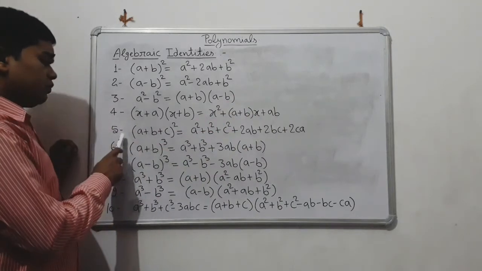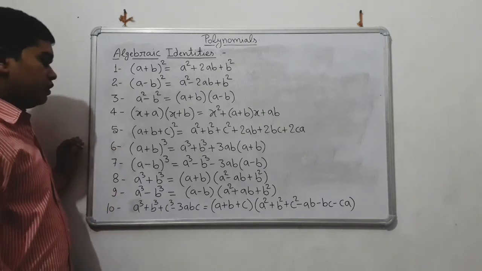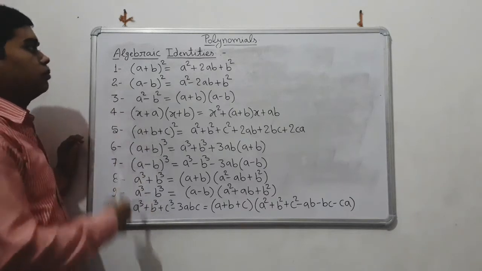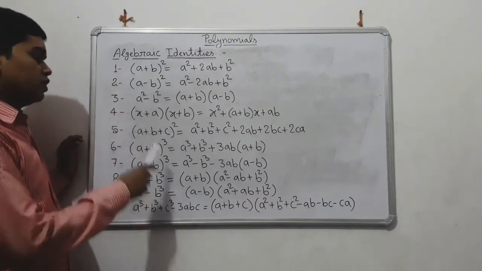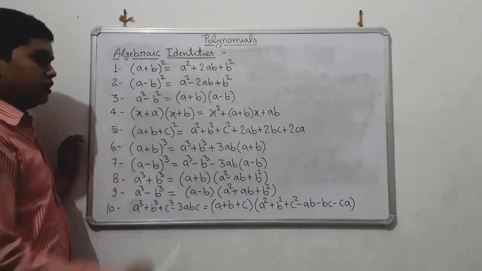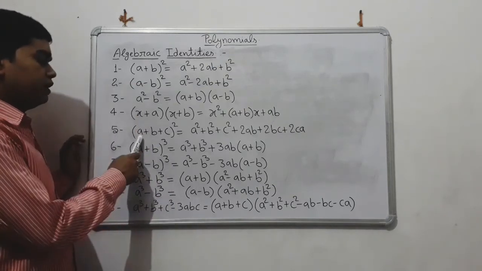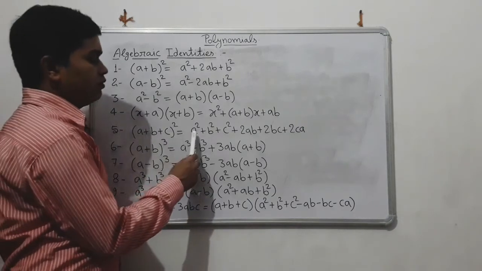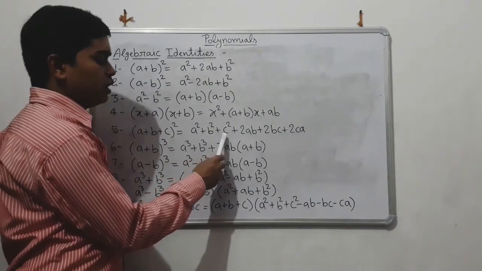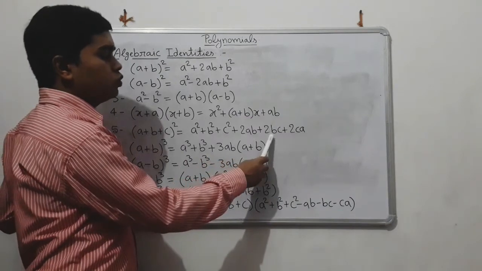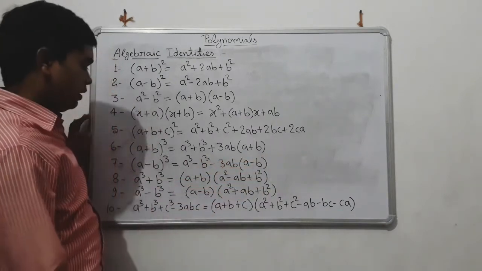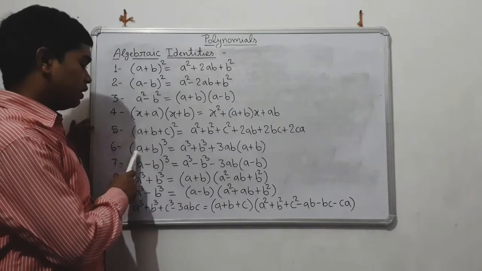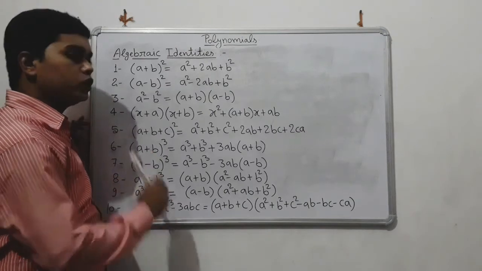Now, in class 9th, we will discuss some more algebraic identities. Okay? So, first, suppose we have one more identity, (a plus b plus c) whole square. And for that, we have a formula: a square plus b square plus c square plus 2ab plus 2bc plus 2ca. And here another identity is (a plus b) whole cube.